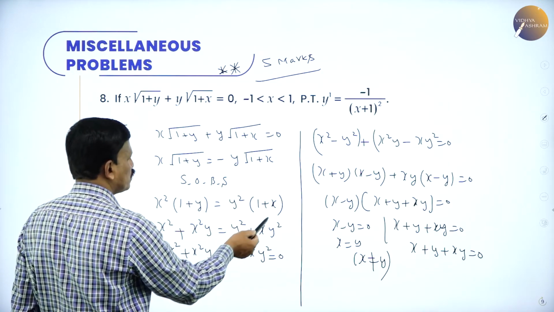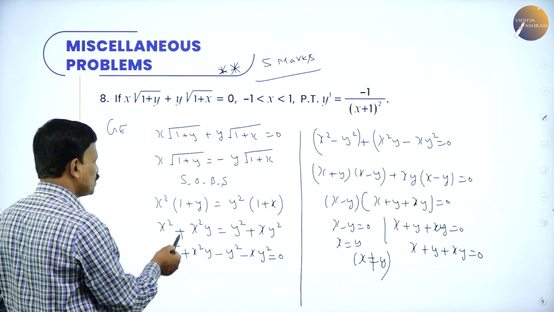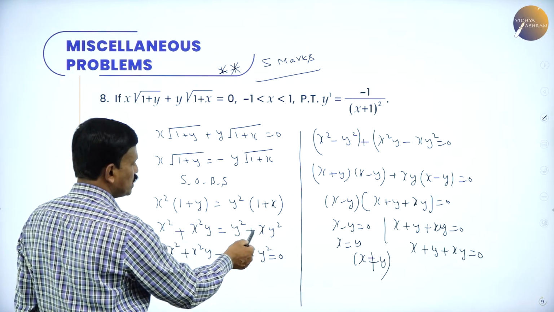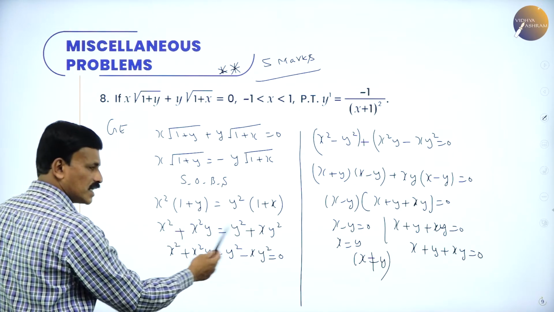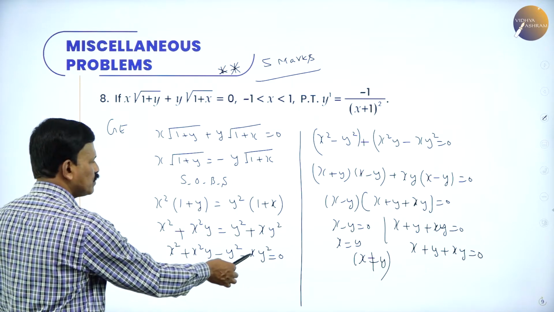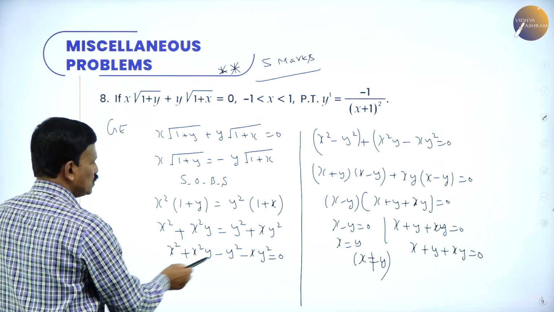Y square into 1 plus x. Now multiply. X square into 1 is x square y. Y square into 1 is y square plus xy square. Just transfer to the left hand side. X square plus x square y minus y square minus xy square is equal to 0.